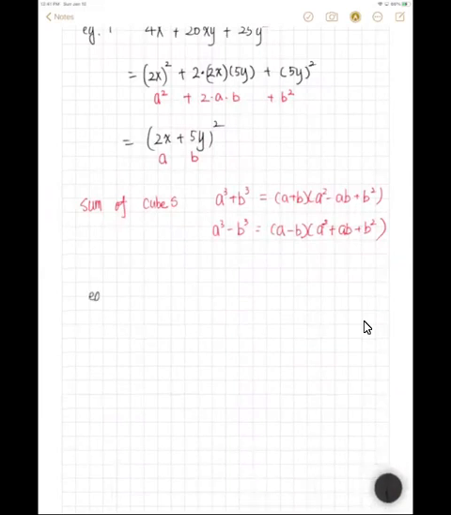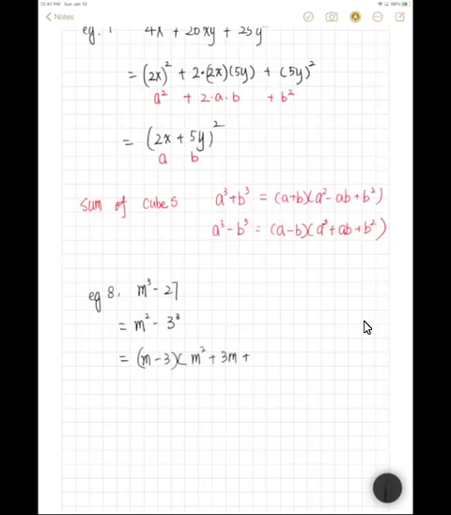Okay, so for the next example, I have m cubed minus 27. The first step is we want to convert 27 into some terms of cube. So 27 is equal to 3 cubed, which is 3 times 3 is 9, 9 times 3 is 27. And now we can apply our formula, which is (m minus 3) times (m squared plus 3m plus 3 squared), which is plus 9.